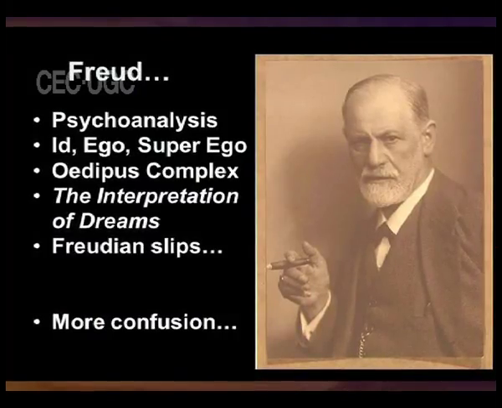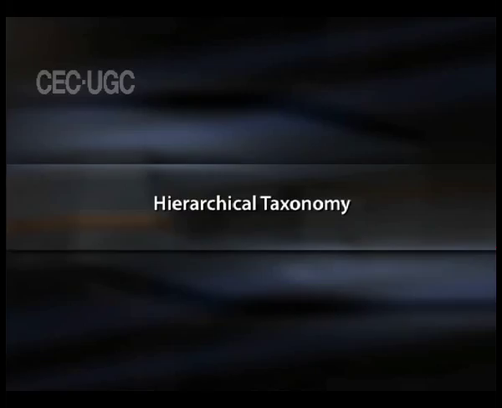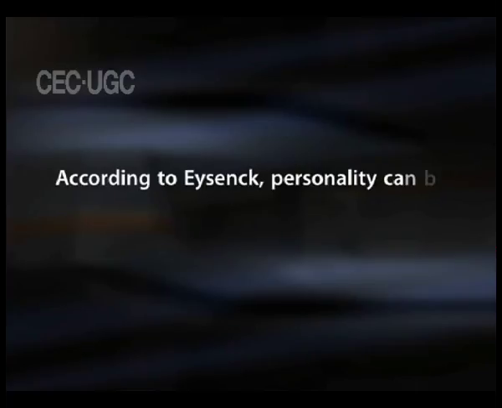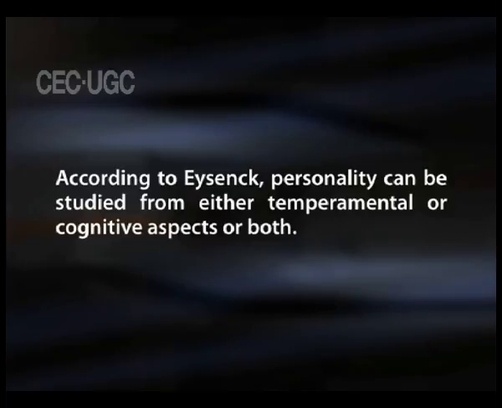He suggested that personality is biologically determined and is arranged in a hierarchy consisting of types, traits, habitual responses and specific responses. Eysenck did not believe in Freudian psychoanalysis as he considered it rather unscientific. Next is the hierarchical taxonomy enunciated by Hans J. Eysenck. According to Eysenck, personality can be studied from either temperamental or cognitive aspects or both.